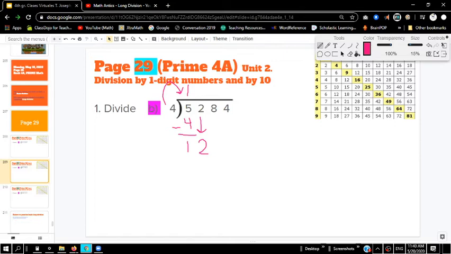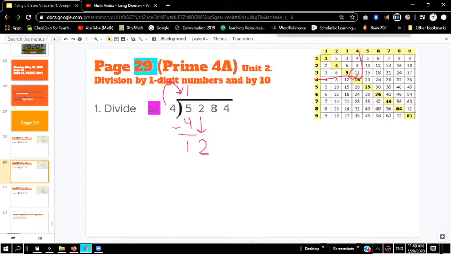The question is, how many times does 4 go into 12? Well, 4 times 3 is 12. So I'm going to put my answer 3 on the top and my 12 on the bottom. 12 minus 12 is 0. And I'm going to bring the copy of the next number down, which is 8. My next question is, how many times does 4 go into 8?